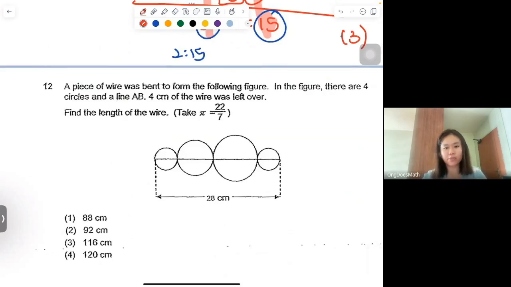A piece of wire was bent to form the following figure. In the figure, there are 4 circles and the line AB. 4 cm of the wire was left over. Find the length of the wire. So you have a wire.